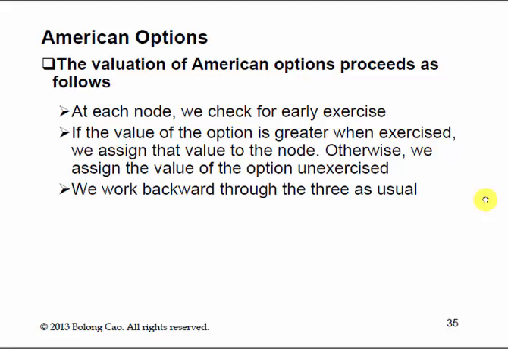So for American options, what we do is at each node, we check for early exercise. If the value of the option is greater when exercised, we assign the exercise value to that node. Otherwise, we assign the value of the option unexercised, the value implied by the binomial formula. And as long as we have the ending node payoffs, we can work back through the tree, just like what we have done before, backward induction.